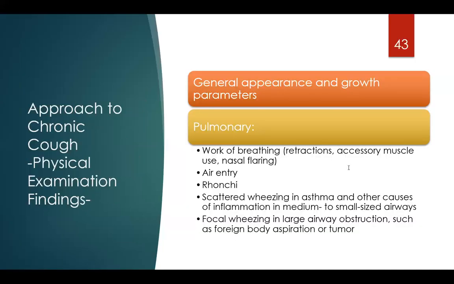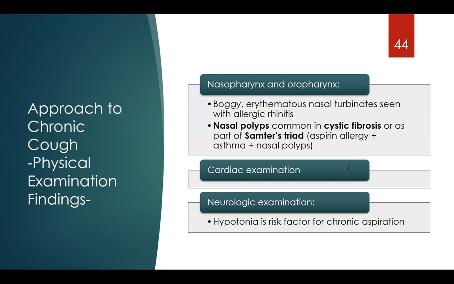All right, so general parameters and growth parameters. We want to make sure we're watching this child's airway. We want to see how they're working to breathe. Are they having any stridor? Are there rhonchi? Is there wheezing suggestive of asthma? Is there focal wheezing in just one location suggestive of a foreign body aspiration or tumor?